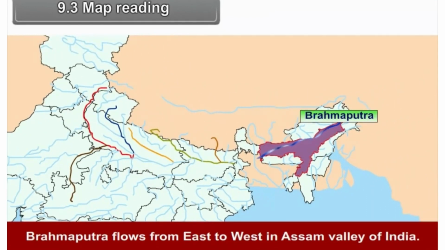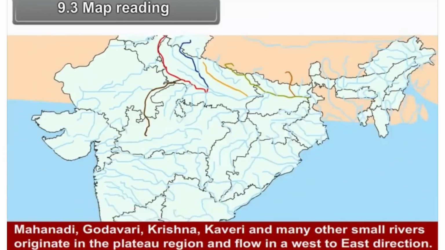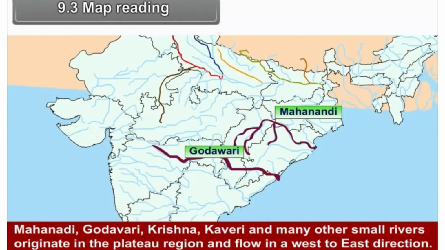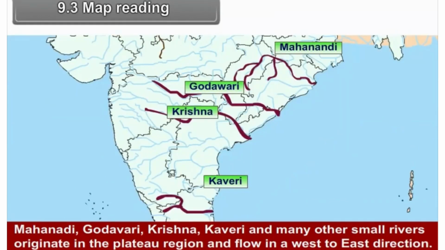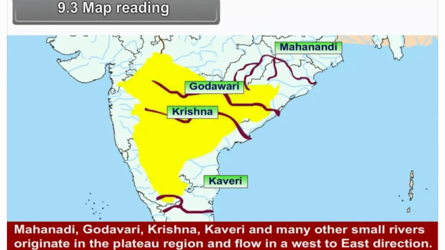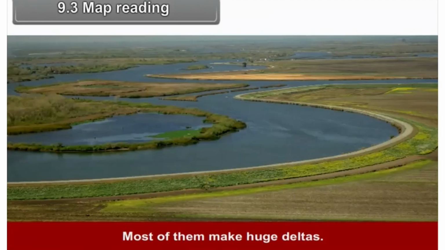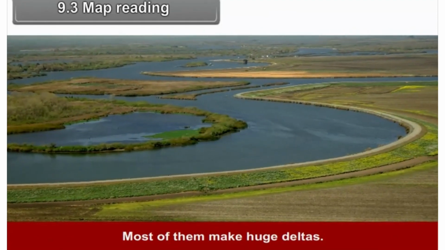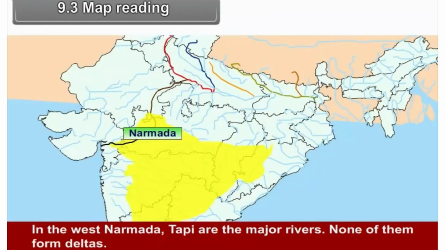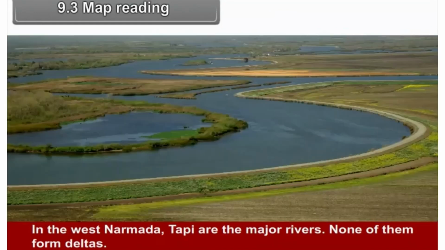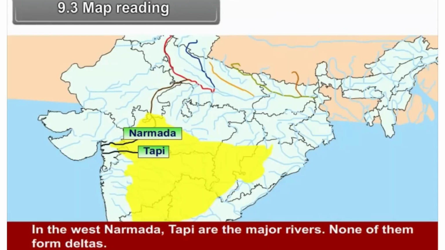Brahmaputra flows from east to west in Assam Valley of India. Mahanadi, Godavari, Krishna, Kaveri, and many other small rivers originate in the plateau region and flow in a west to east direction. Most of them make huge deltas. In the west, Narmada, Tapi are the major rivers. None of them form deltas.